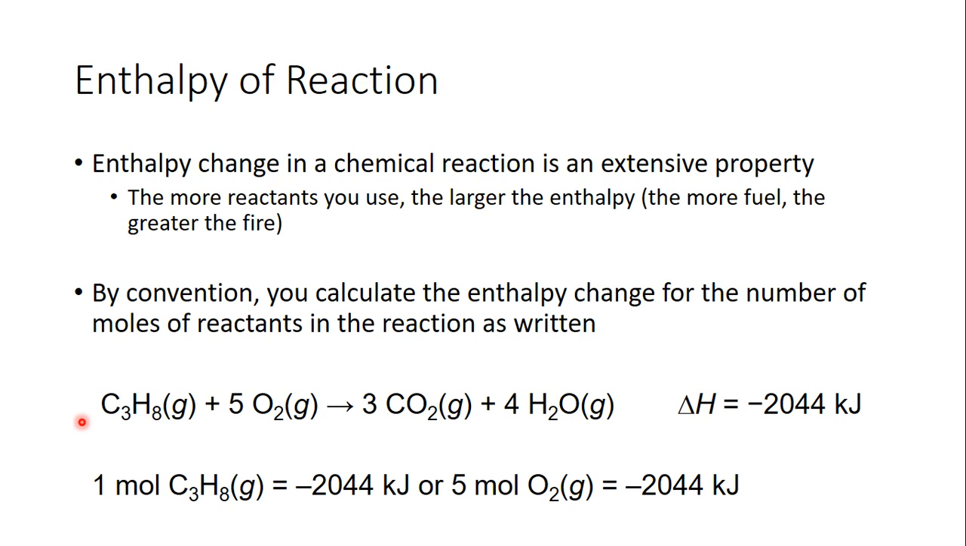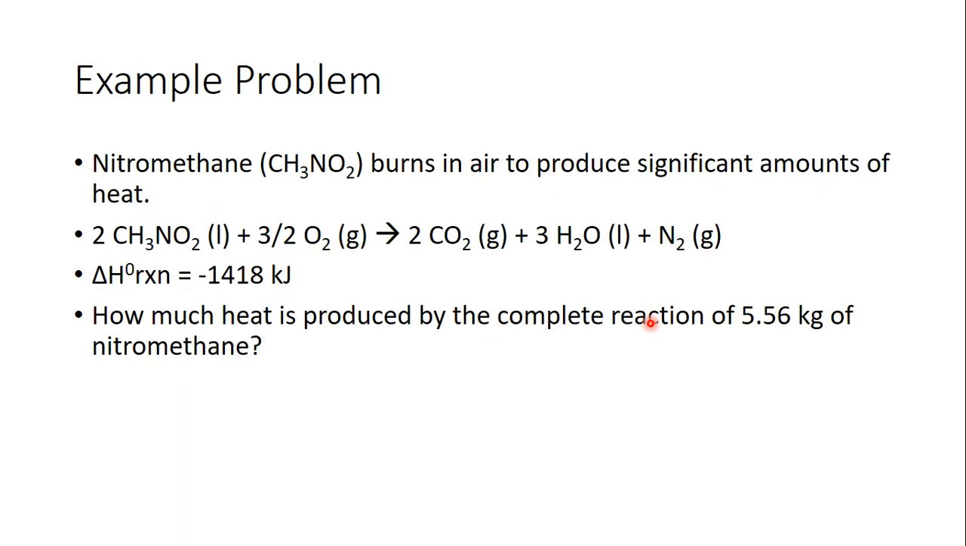So for example, let's look at this where we have C3H8 plus oxygen goes to CO2 plus H2O. We're burning butane. And the change in our reactants is minus 2044. That's why delta H is negative. And that's what I mean that you write in moles of reactants. So 1 mole of C3H8 is negative 2044, or 5 moles of oxygen is negative 2044. This whole reaction is negative 2044.